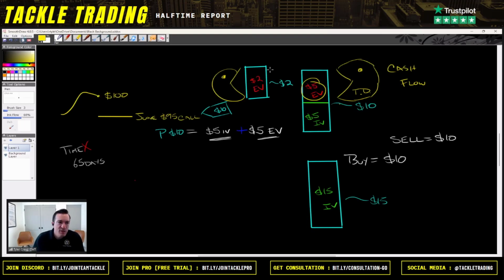So this concept you can learn more about in the Options 101 video series that we have on Tackle Trading. But now you know, P equals IV plus EV.